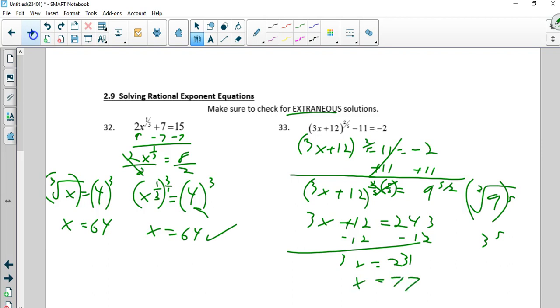We still have to plug that in, check it. 77 times 3 is 231. Add 12, we get 243. To the 2/5 power, 9 minus 11 is negative 2. It checks out.